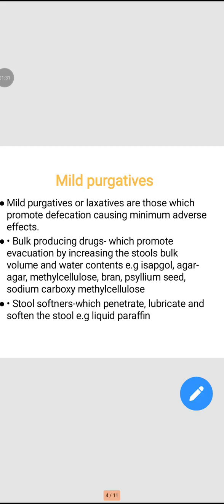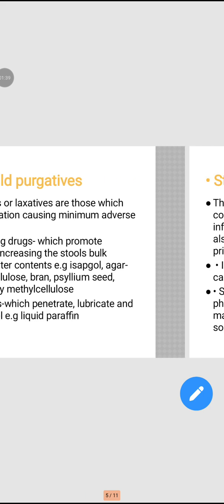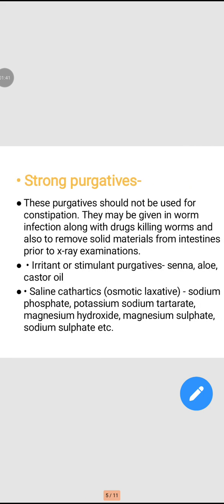Stool softeners penetrate, lubricate and soften the stool. Example, liquid paraffin. Then strong purgatives. These purgatives should not be used for constipation. They may be given in worm infection along with drugs killing worms, and also to remove solid materials from the intestines prior to X-ray examinations. Then irritant or stimulant purgatives: senna, aloe, castor oil.